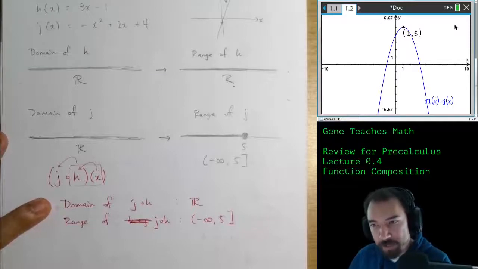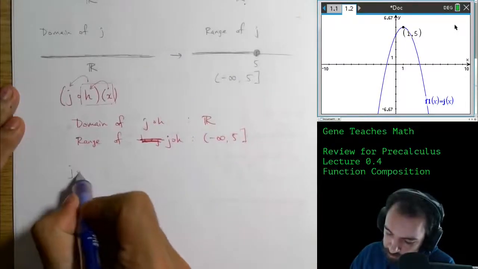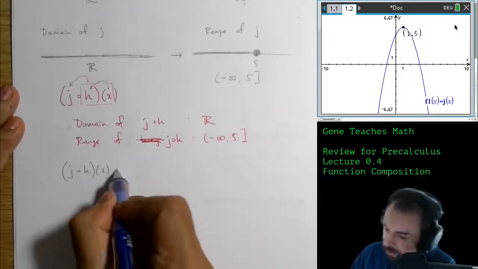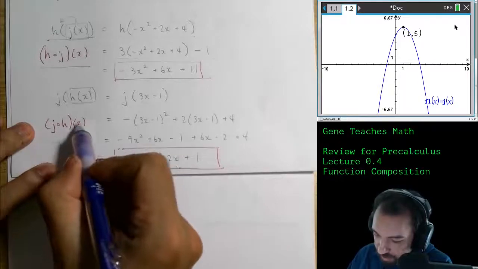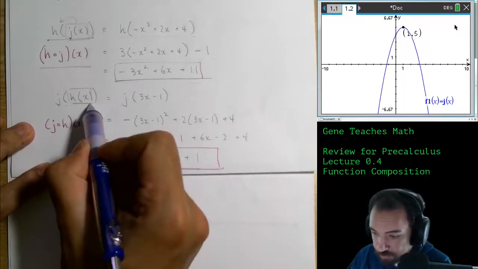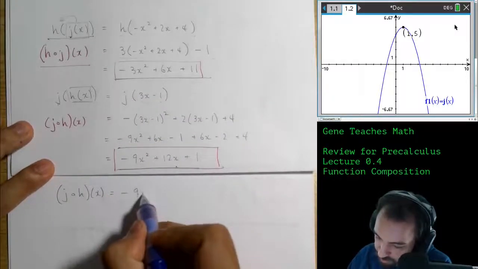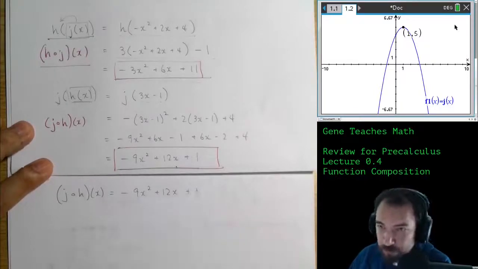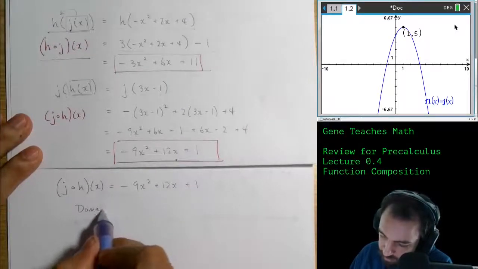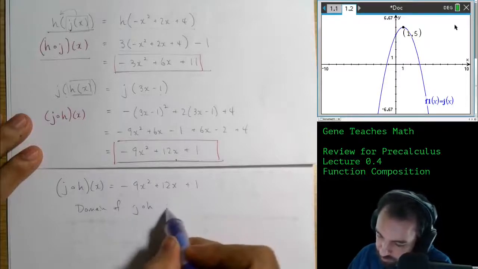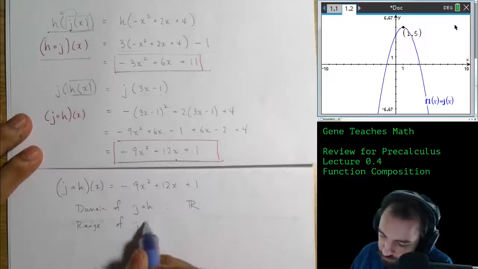Okay, that seemed a little bit less bad, but I have an even better proposition, because we were able to say j of h of x equals, and I can pull it up right here. Remember, we found by taking h of x, an expression that was 3x minus 1, and we took that expression and used it as the input for j. And that gave us this negative 9x squared plus 12x plus 1. Well, that's a quadratic. So we can immediately say the domain of j of h is all real numbers. And then we can ask, what is the range of j of h?